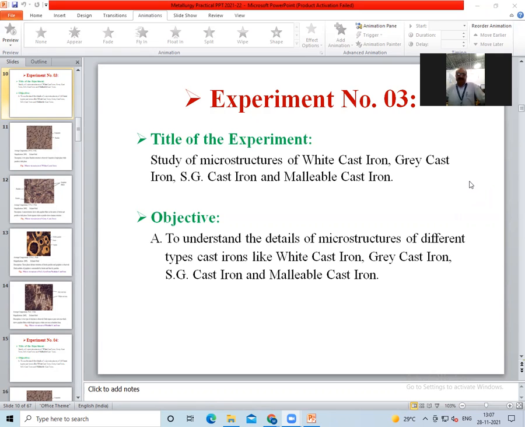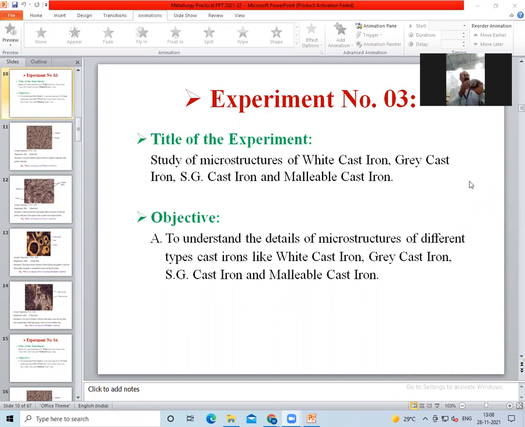But before that, what is actually the microstructure of white cast irons and gray cast irons that we're going to see. Here I have got one job. It is visible, no? Is it correct? So this is the one job. Let us consider this is a job made from any one of the cast irons, maybe white cast iron, gray cast iron, SG cast iron, malleable cast iron. Okay. Now, why is there a need to study the microstructure of this?